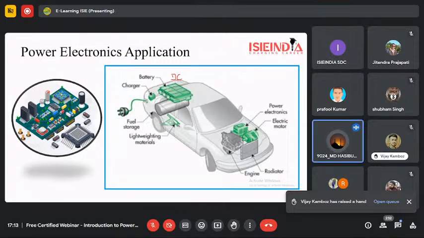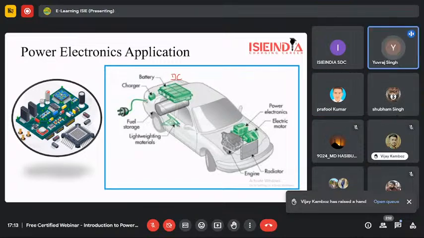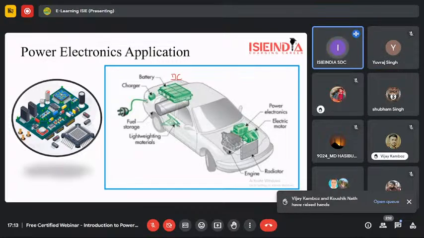A 12-volt battery, a secondary battery. So a DC to DC converter. We can use a boost converter, or a buck converter. Actually we will be using a chopper. Choppers are basically of three types: buck, boost, and buck-boost.